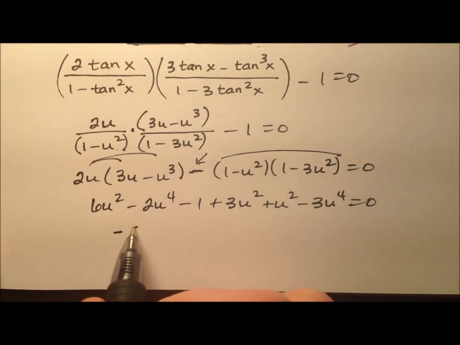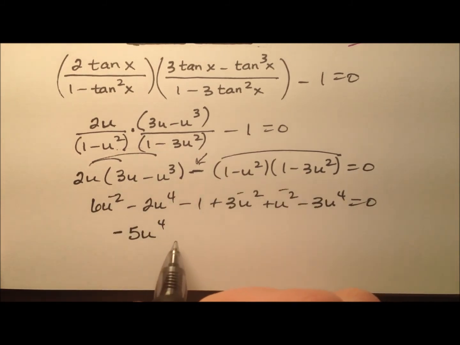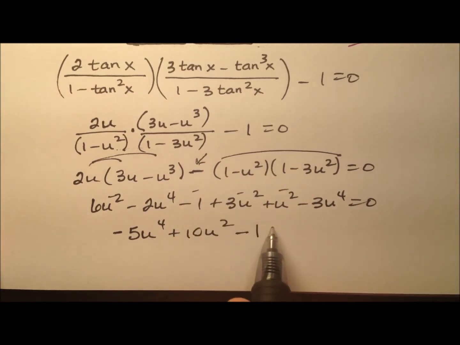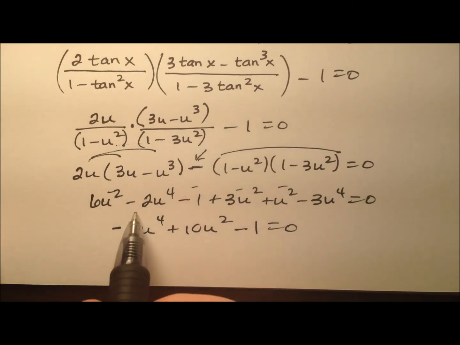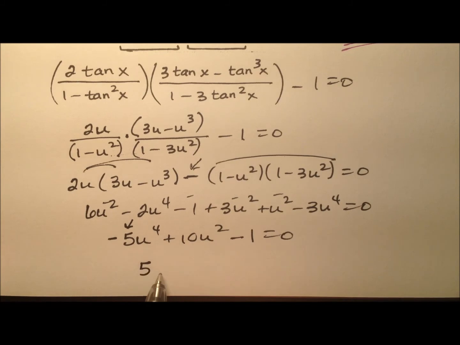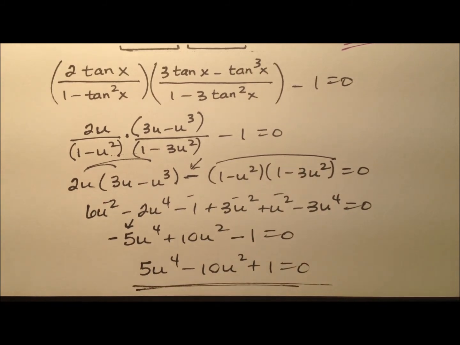Looks like we have a negative 5u to the 4th, and then plus 10u squared, and then we have just that 1 right there. And I don't really like this leading coefficient being negative, so let's make it positive. So 5u to the 4th minus 10u squared plus 1 equals 0. And so here we have a really nice polynomial equation that came from, well, all the stuff we've done to this point. So let me go ahead and grab a new sheet of paper because I'm out of paper, and we'll start again.